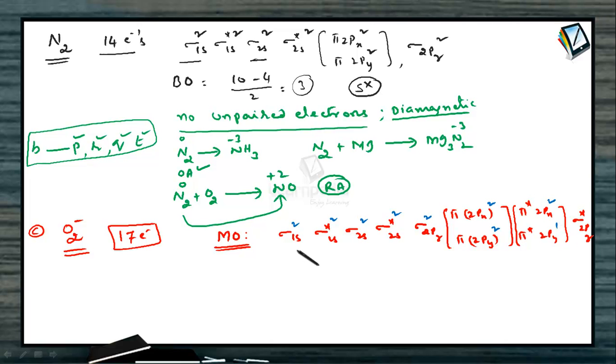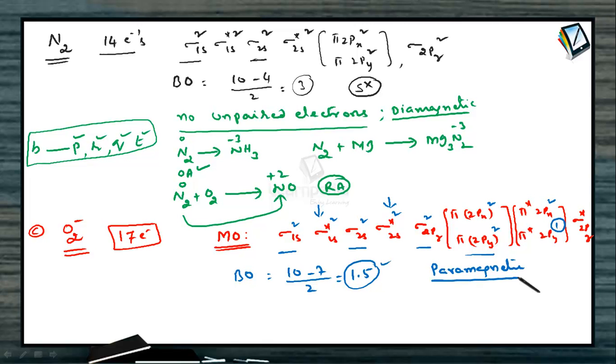So thus we have 2, 4, 6, 10 electrons as bonding electrons. So therefore bond order is equal to, we have 10 electrons, and anti-bonding electrons we have 2, 4 plus 3, 7 by 2, 3 by 2, 1.5. And also we can see one unpaired electron here. So the bond order is less than equal to 2 and number of unpaired electrons is 1, therefore it is paramagnetic.